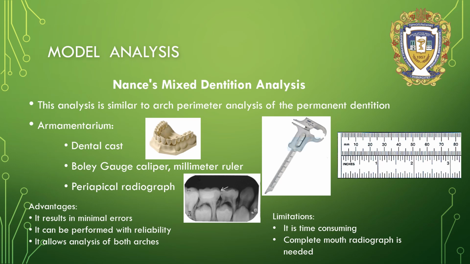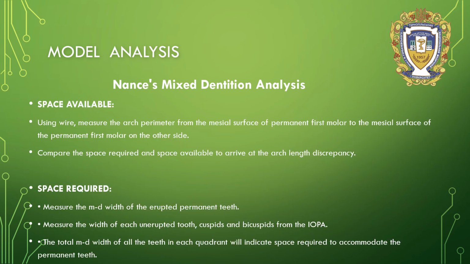For a child, radiographic loading is so hard. At first, we need to find the space available. Using a wire, we need to measure the arc perimeter from the mesial surface of the permanent first molar to the mesial surface of the permanent first molar on the opposite side. And we need to compare the space required and the space available to arrive at the arch length discrepancy.